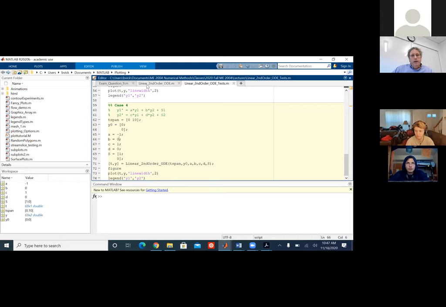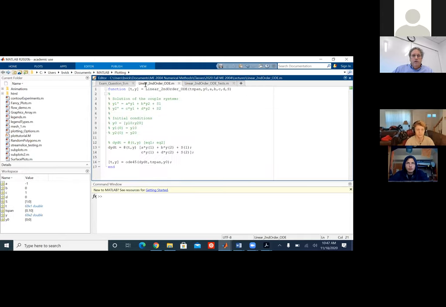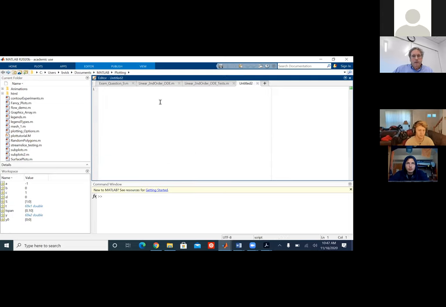Let's do what we did here. Let's form a function rather than this one. Let's form a function called linear oscillator, or what shall we call this? Mechanical oscillator. I've called it many things over the years: mechanical vibrations, mechanical oscillator, oscillator, vibrations. How about spring mass? Spring mass. Okay, so let's open up a new file. Function.